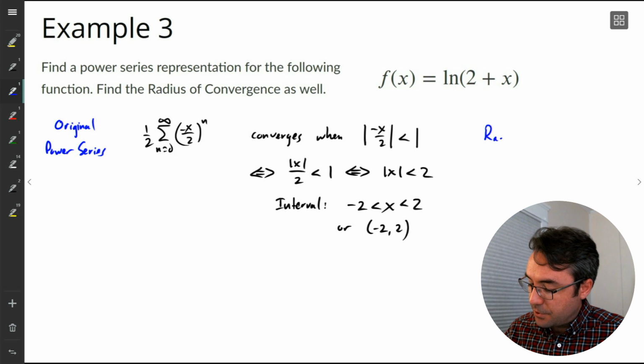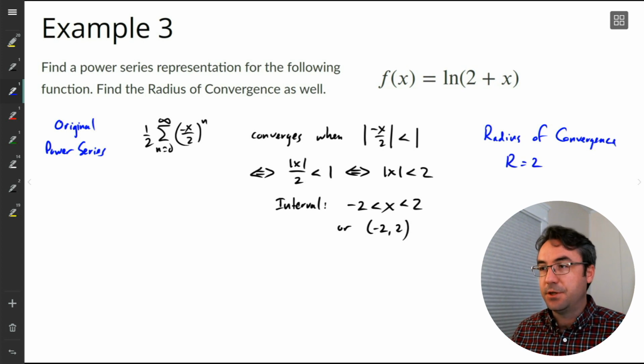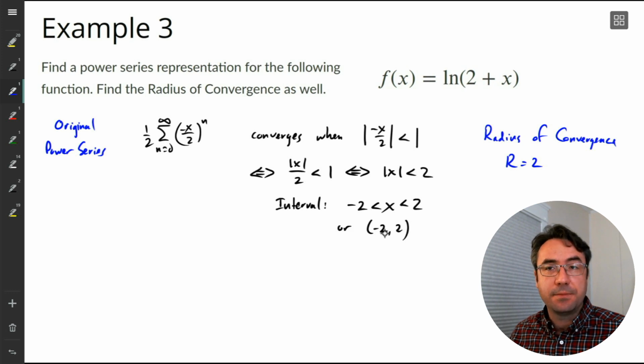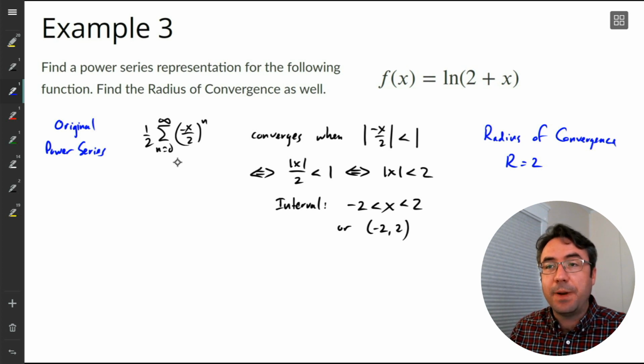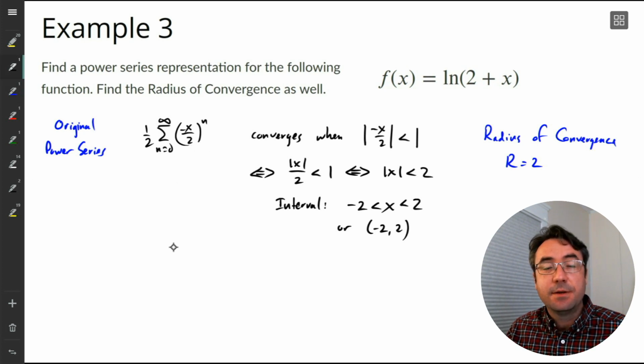So our radius of convergence for that original series is r equal to 2. So again, you can think of that as this number here, once you have x by itself, or it's just half of the width. So the interval here has a width of 4, so the radius is half that. All right, so our original power series had a radius of convergence 2. That means once we integrate this, we're still going to have the same radius of convergence.